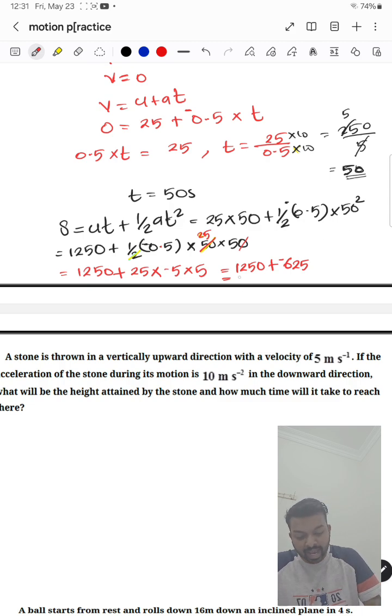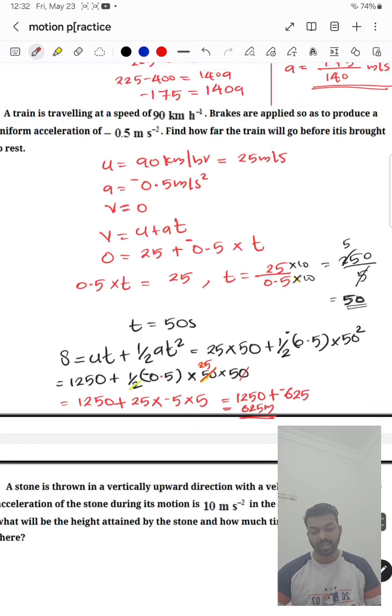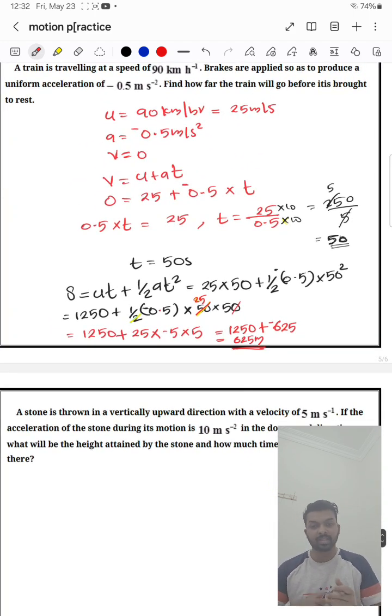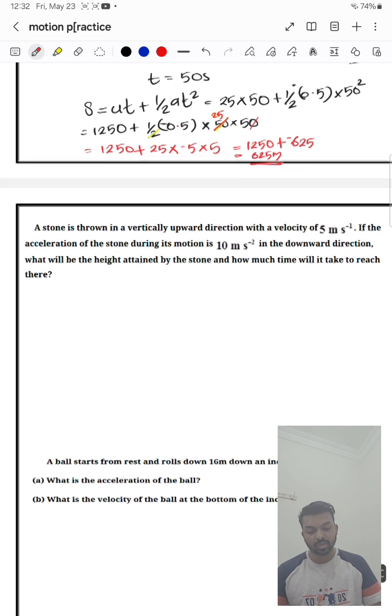So the answer will become, not minus, sorry, plus 625. 625 meters is the answer. The answer becomes 625. So this particular train will be traveling 625 meters. Clear or not? This is how we find the answer. Clear? Now we can go on to the next question.